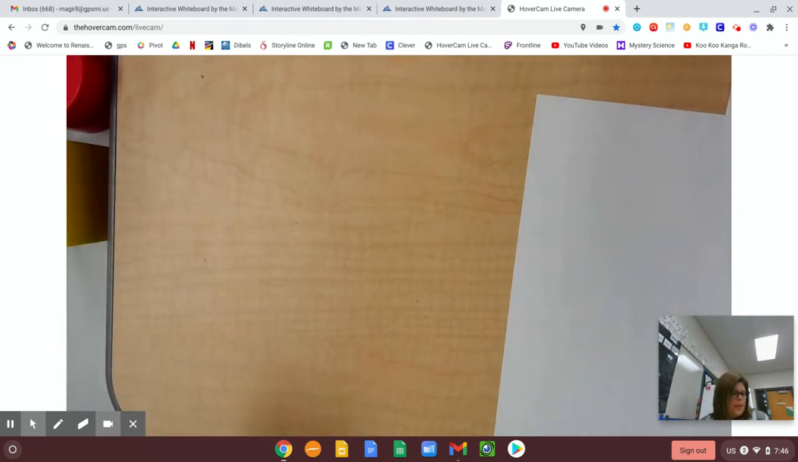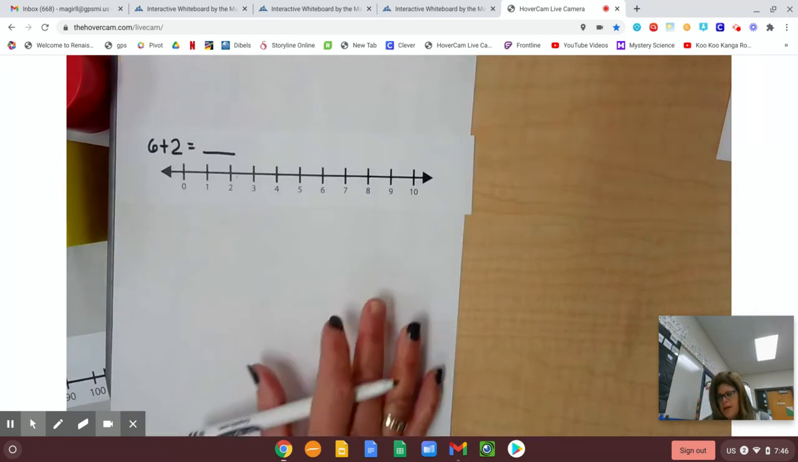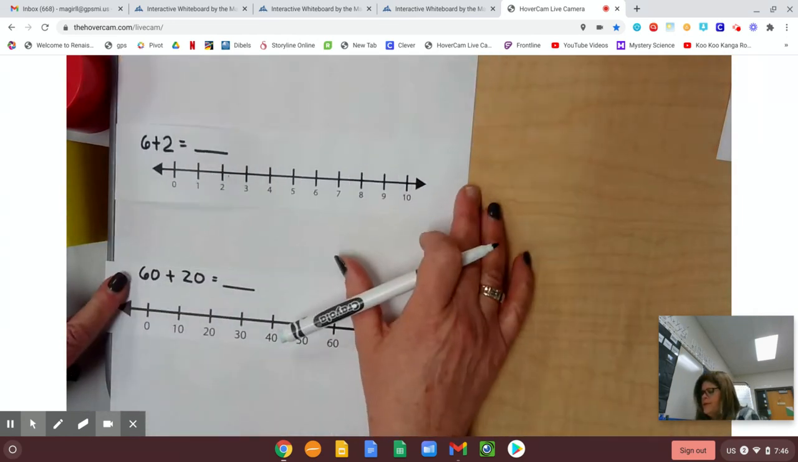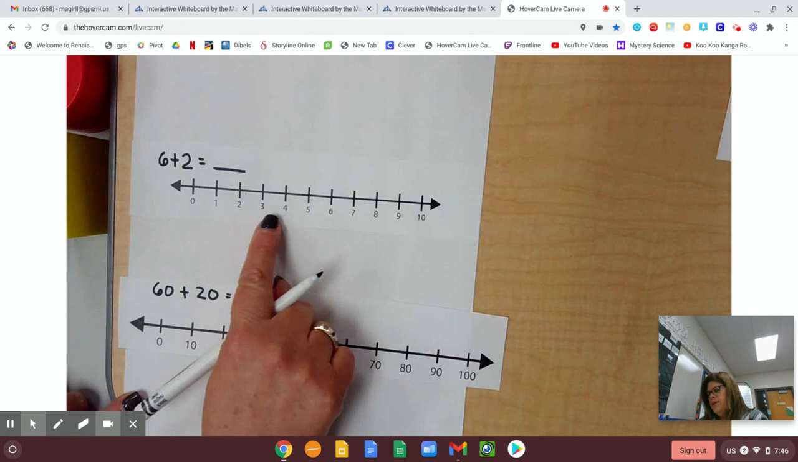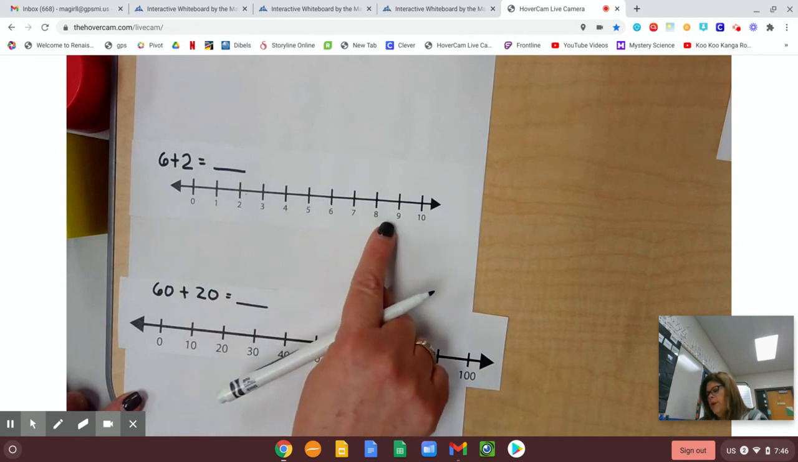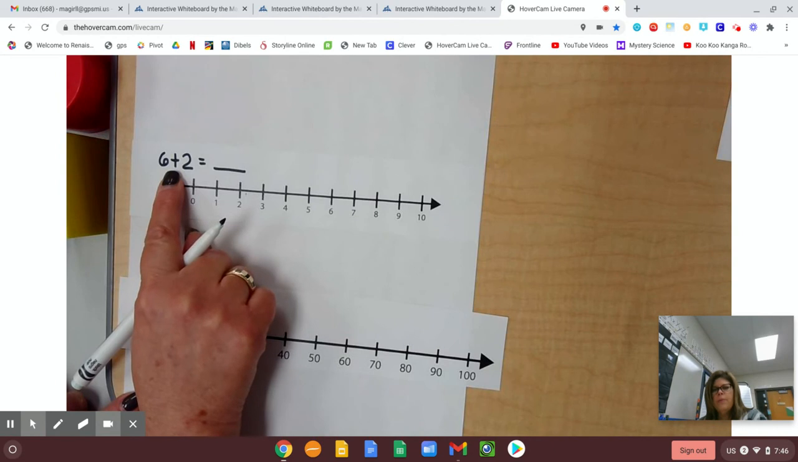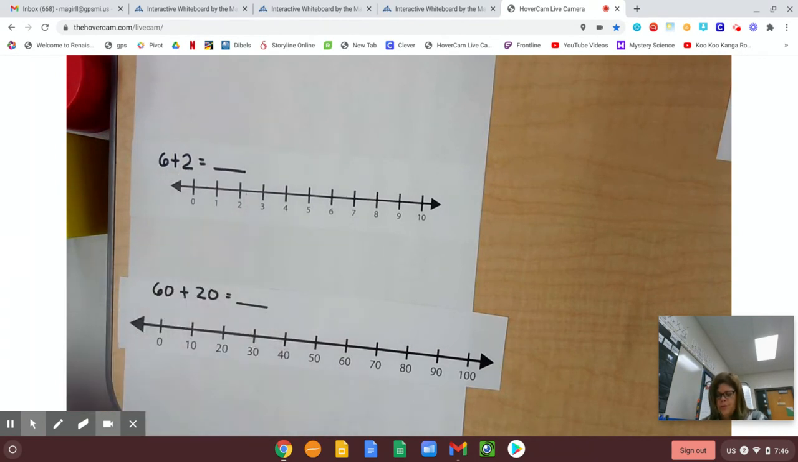Okay, you can put your pencils and your markers down for just a minute because I want to talk about different number lines. I'm going to put up 2 different number lines. And the first number line, when I look at it, I see that it starts at 0 and it counts by ones all the way up to 10. And I have a math problem we're supposed to do. It says 6 plus 2.